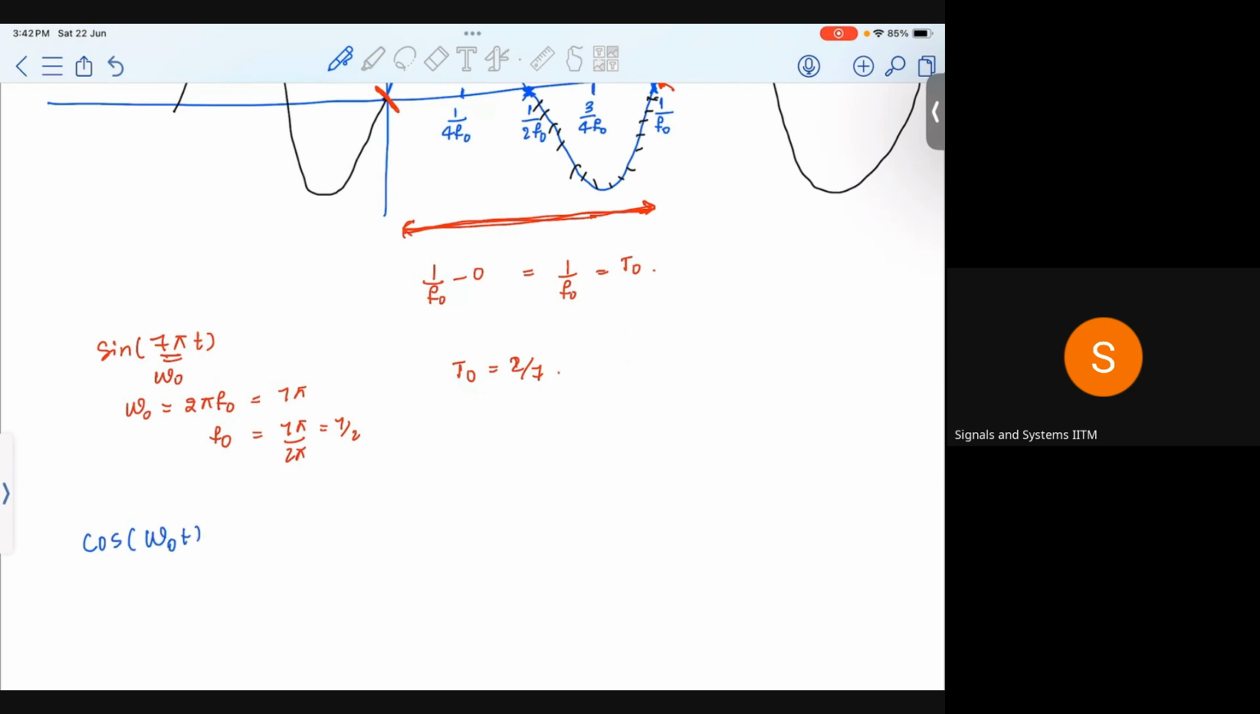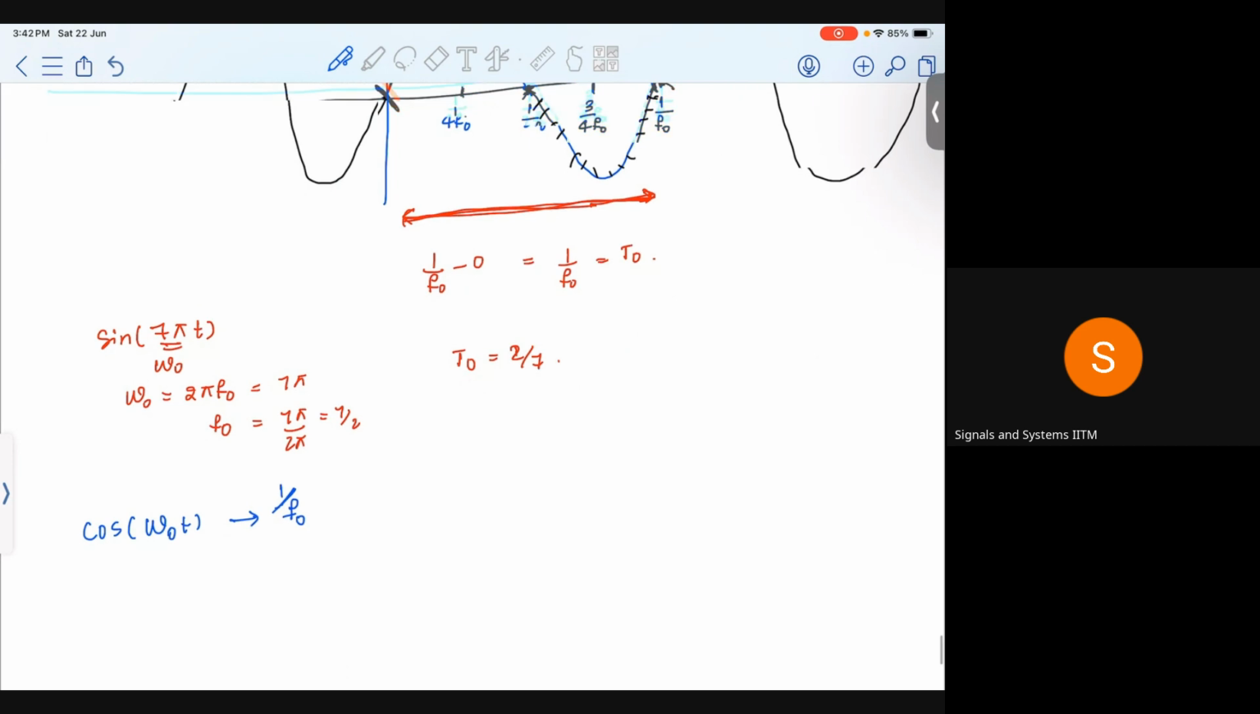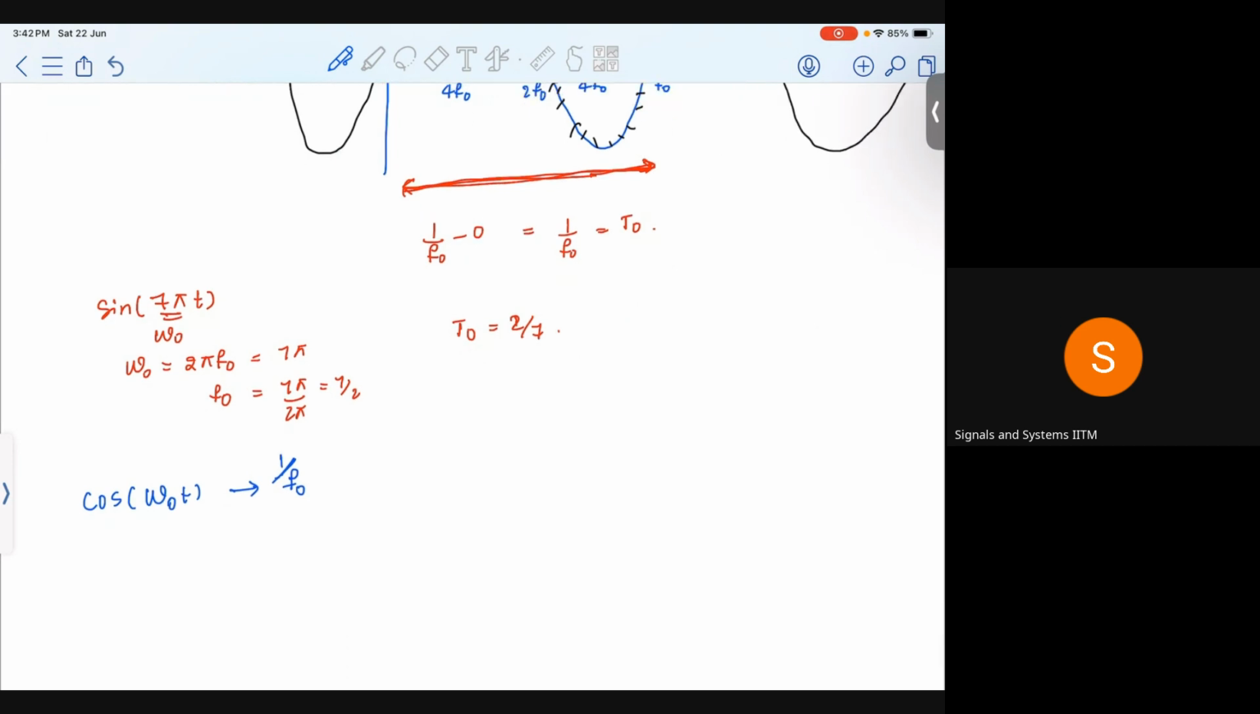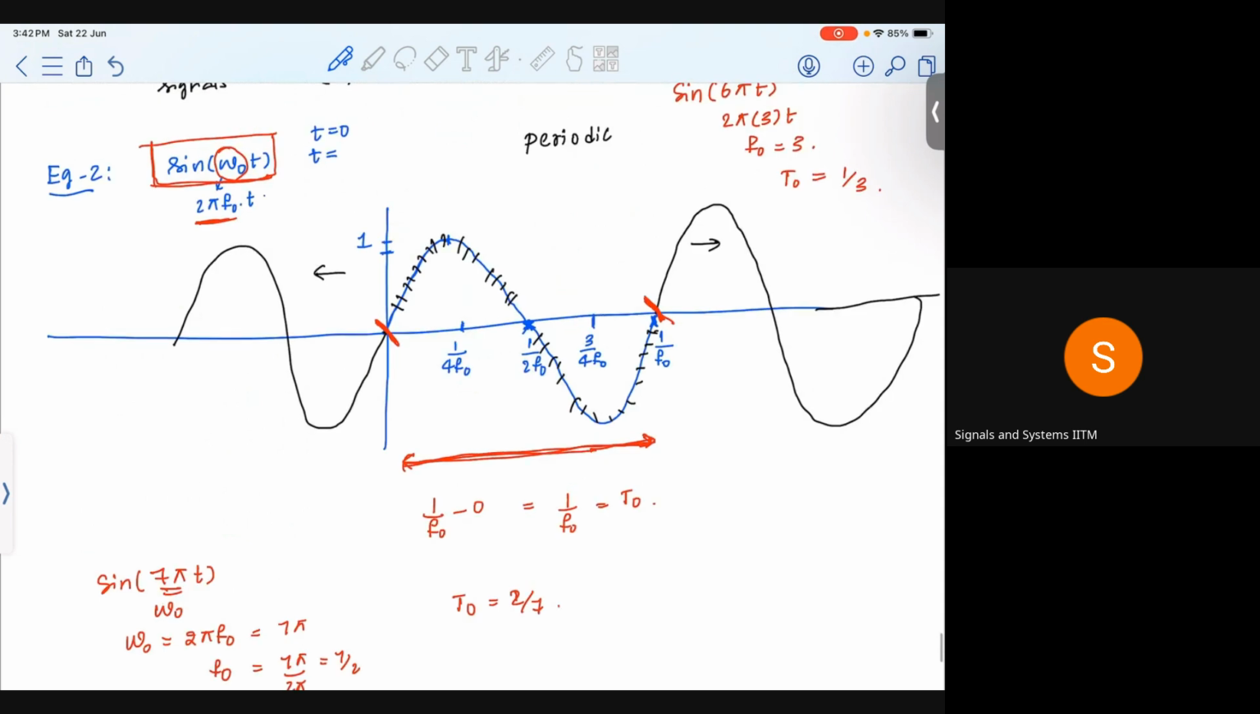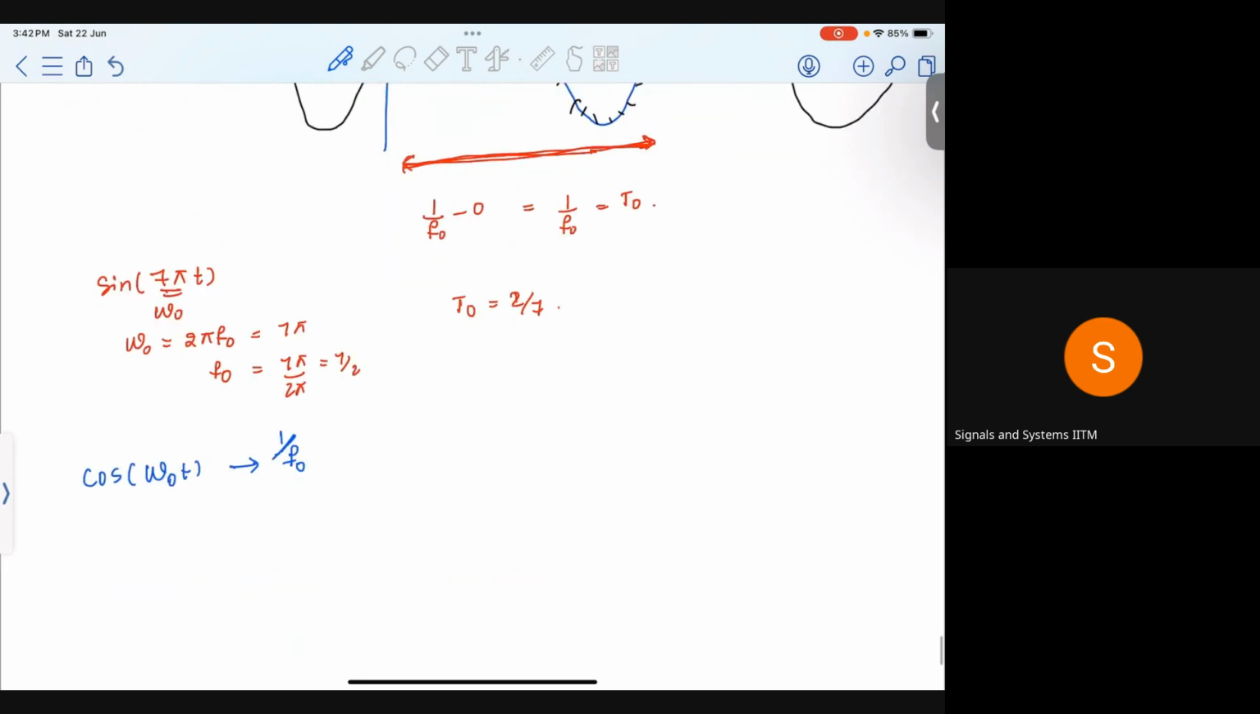Similarly, if you evaluate the period for cosine signals, if you have a cosine function cos omega naught t, the period of the cosine function will also be 1 by f naught. The signal keeps repeating in between the frames 0 and 1 by f naught. Whatever signal you see in between 0 and 1 by f naught, it just keeps repeating towards your right side and towards your left side. Hence, the period of the cosine function is also 1 by f naught. Okay, is this clear?